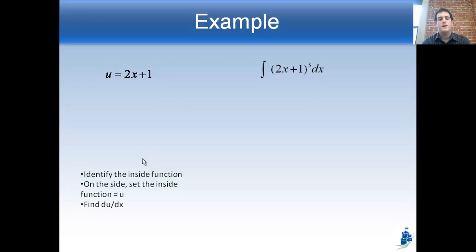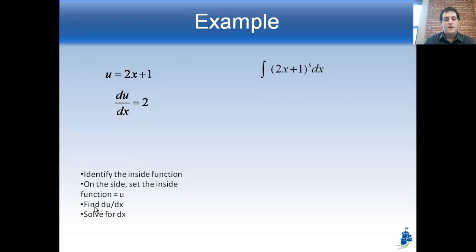Find du dx, which means take the derivative of this. If you have u equals something, then we say du dx equals the derivative of that side. What is the derivative of 2x plus 1? Well, du dx is equal to 2, of course, because the derivative of 2x is 2, and the derivative of 1 is 0. Now here's the trickiest part, this might be kind of confusing.